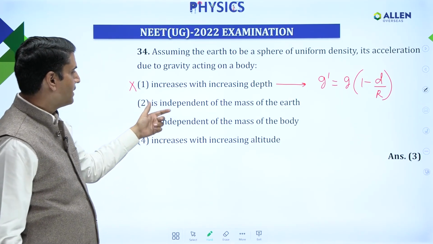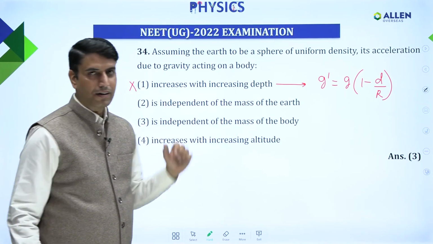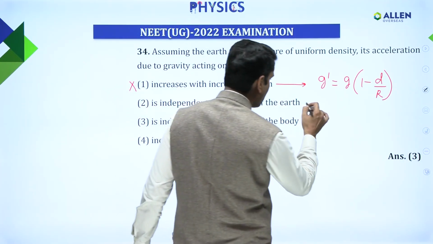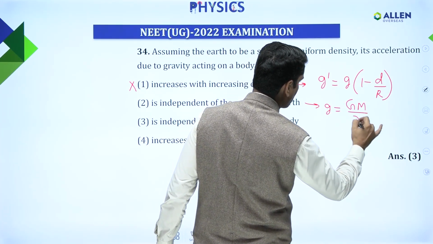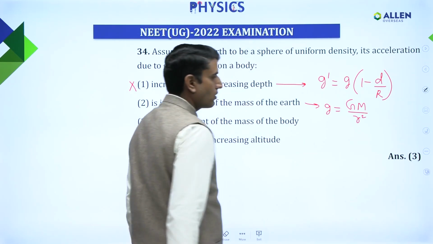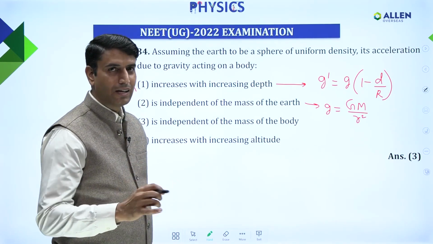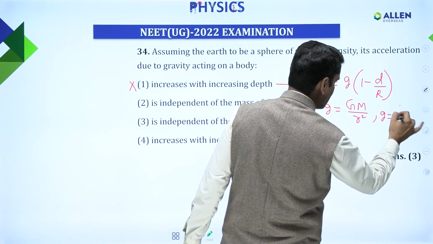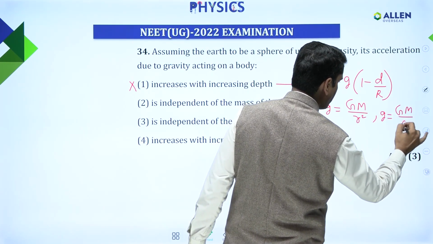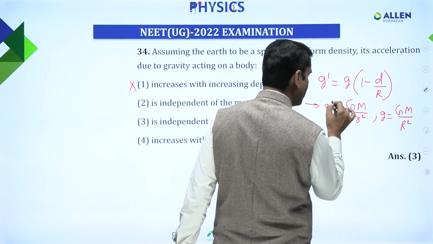Second one is independent of the mass of Earth. Let us see. As we know, g is GM upon r square. And on the surface of Earth, g is GM upon capital R square, let it be g double dash.